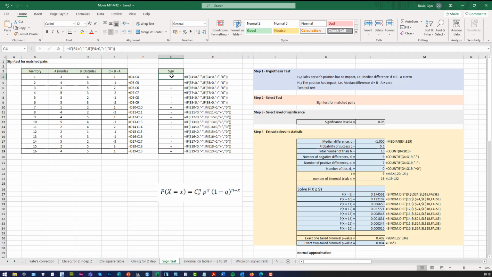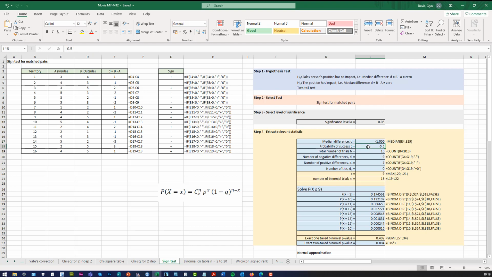So if E4 is less than 0, then we put a minus. If it's greater than 0, we put a plus, etc., as you can see on the screen. And we've also accommodated for the fact that they could be equal to one another in that equation. So you can see that all of them are either plus or minus. In other words, we have no tied ranks. So the median difference is the median of E4 to E19, which gives us -1. The probability of success should be 0.5.